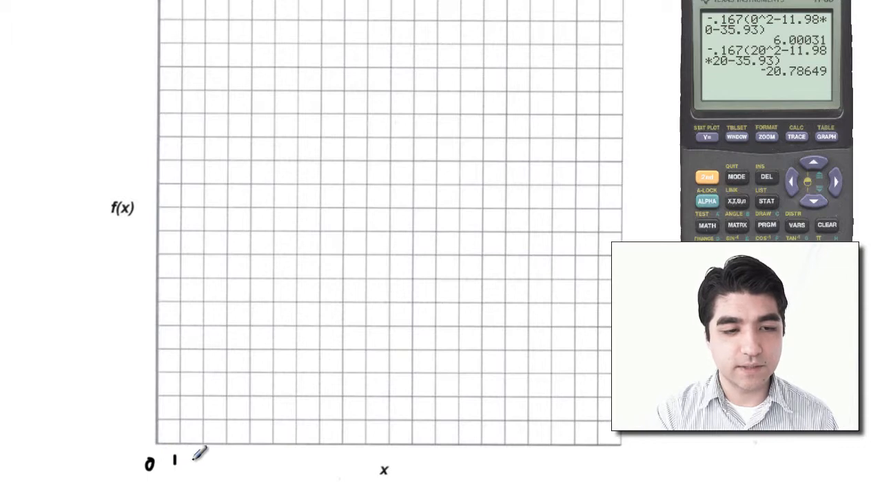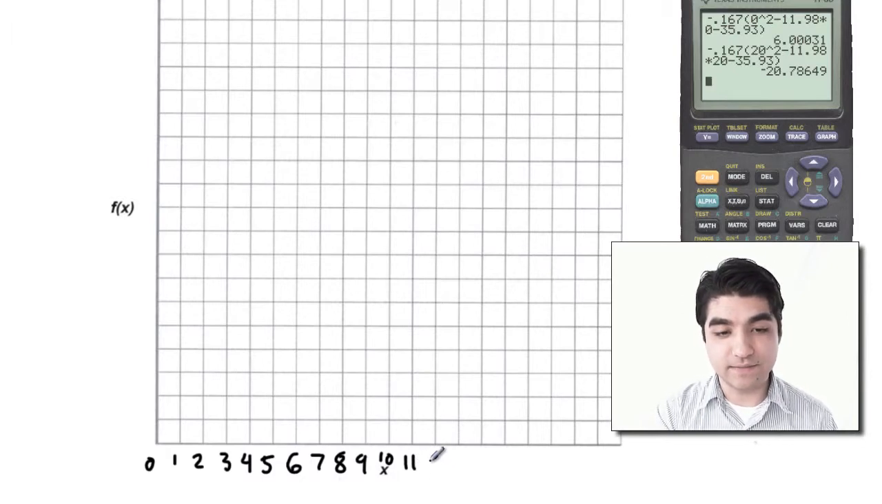So let's go 0, 1. Again, I'm just trying to figure out what type of scale I should use, if I might need to go by 2s or 3s or hundreds, who knows.